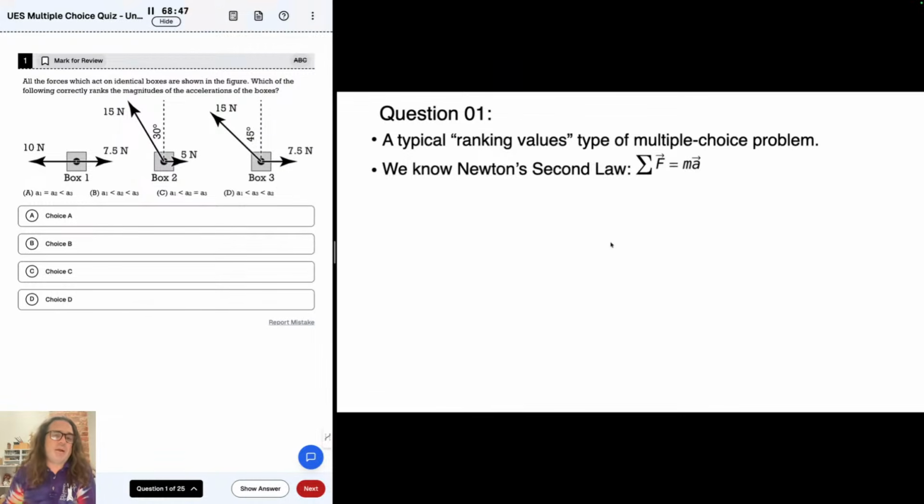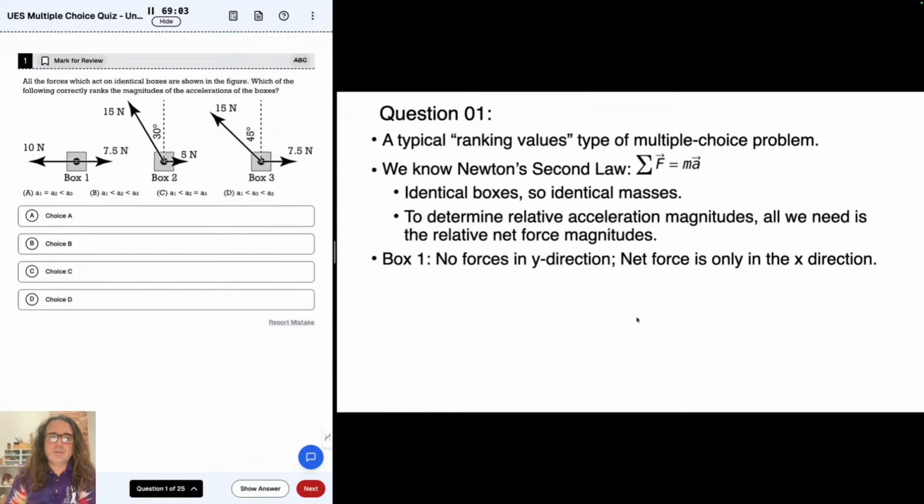So in this particular problem, we know that Newton's second law is that net force equals mass times acceleration, where both force and acceleration are vectors. They are identical boxes, so they have identical masses. Box 1 has no forces in the y direction, so the net force is only in the x direction. All we have to do is sum the forces on box 1 in the x direction. And you get negative 10 to the left, because it's negative because it's to the left, 7.5 newtons positive because it's to the right. So the net force on box 1 is negative 2.5 newtons, so it has a magnitude of 2.5 newtons.